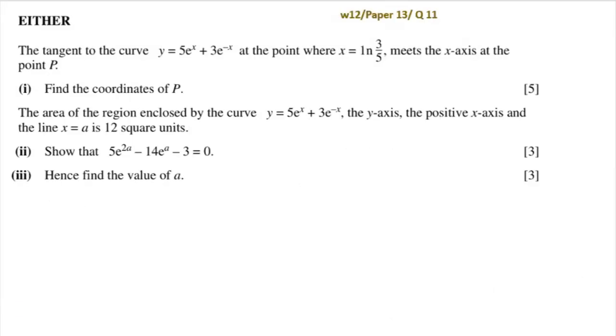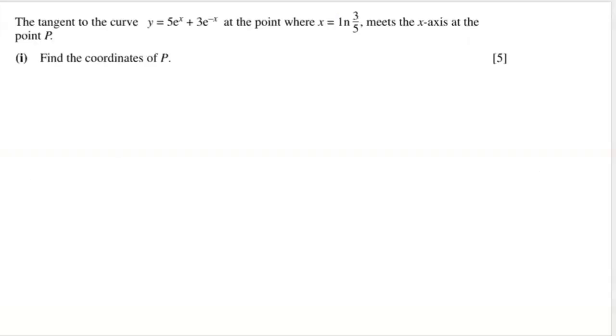And this one is from Winter 12, paper 1-3, question 11 again. You can pause the video, try it on your own, and you can check my work later. The tangent to the curve y equals 5e to the power x plus 3e to the power negative x at the point where x is natural log of 3 over 5 meets the x-axis at the point Q. Part 1, find the coordinates of P.